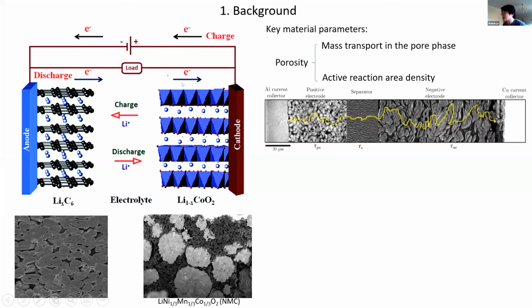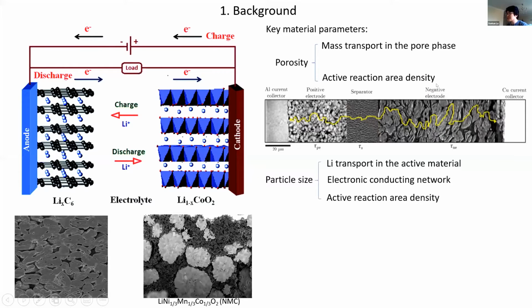So the key parameters used to design the electrodes, one is the porosity. The porosity affects the mass transport in the pore phase. As we can see here, this yellow line indicates the tortuous pathways for the electrolyte flow from one side to the other side. If the porosity is too low, or if it is too tortuous, then we can get some depletion of the reactants at the end of the electrode. It also affects the active reaction area density. The other parameter is the particle size.